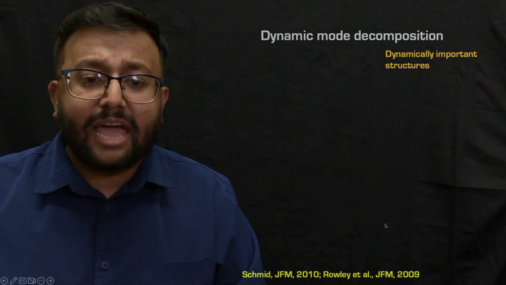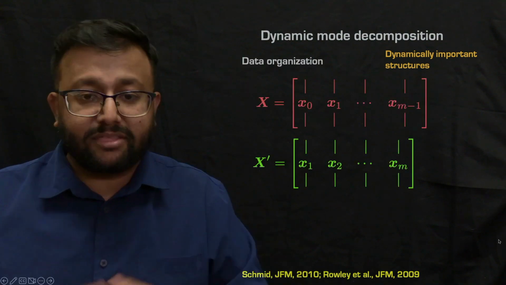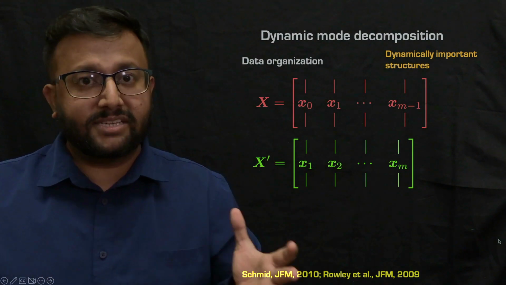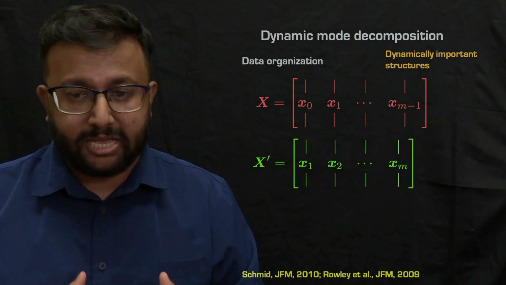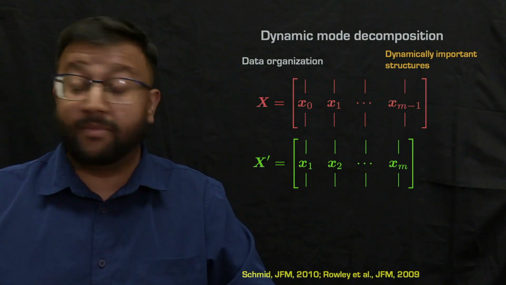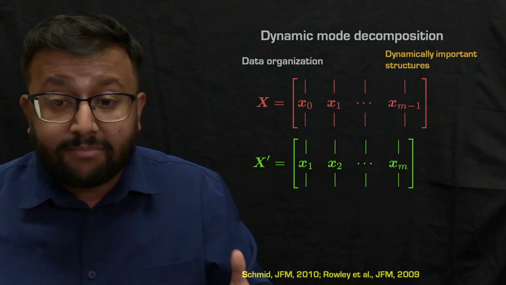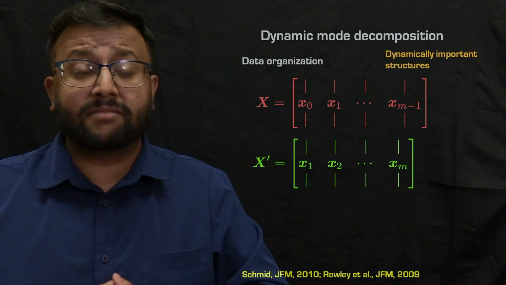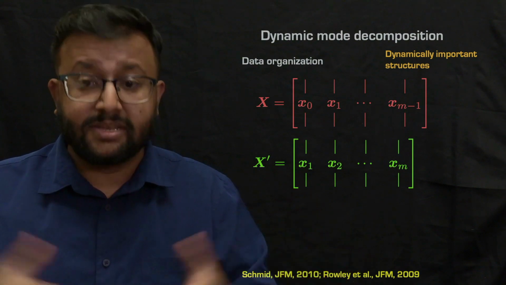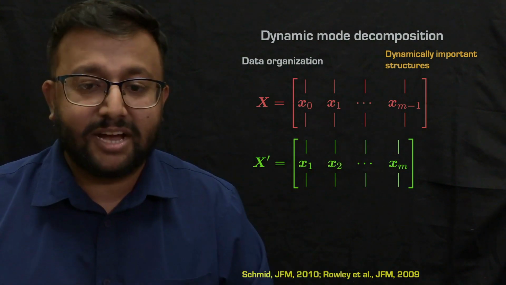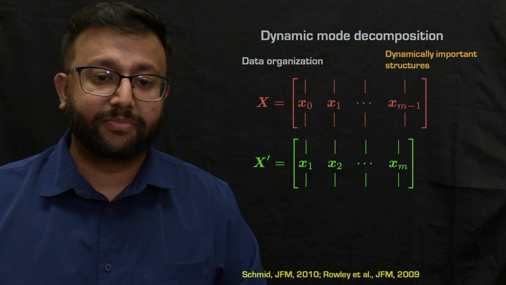Before we dive into dynamic mode decomposition and the method itself, I just wanted to discuss how, again, to organize the data for performing DMD. The matrix X is again arranged such that the columns represent time realizations, and the rows represent the different spatial points, as well as the variables, as you will know because we discussed that in the last lecture.